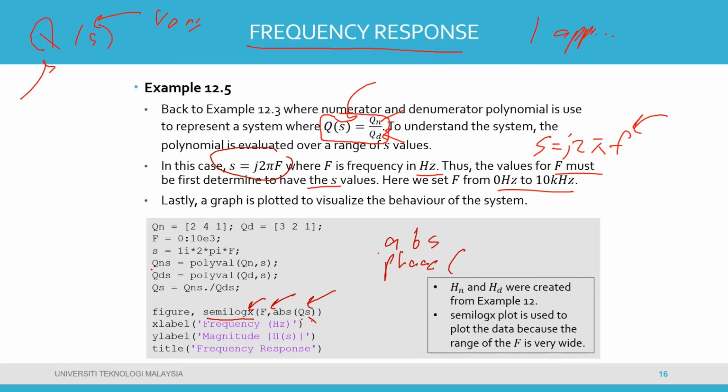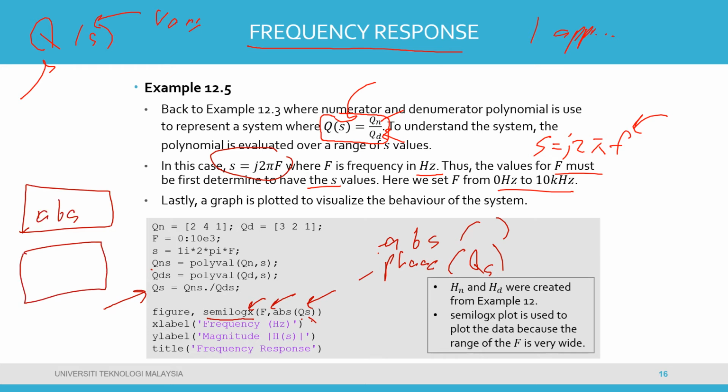Phase of the system Q(s), this one. So you have to know these two, abs and phase. Usually frequency response involves the magnitude, which is abs, and the angle, which is phase. Make sure you know this. Of course, you have to give the title and everything.